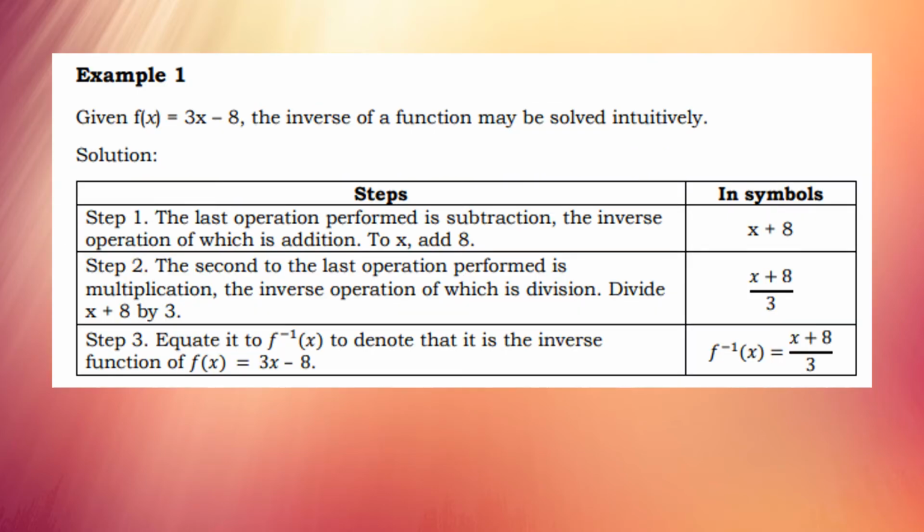So, let's take a look at this example. Given f of x equals 3x minus 8, find the inverse of this function. Intuitively, since it's just a linear function, the x minus 8 becomes x plus 8. So you just took the inverse. Then the 3, you just divide the x plus 8 by 3. So, therefore, the inverse function is equal to x plus 8 over 3.